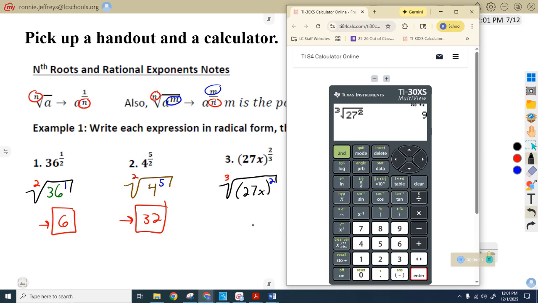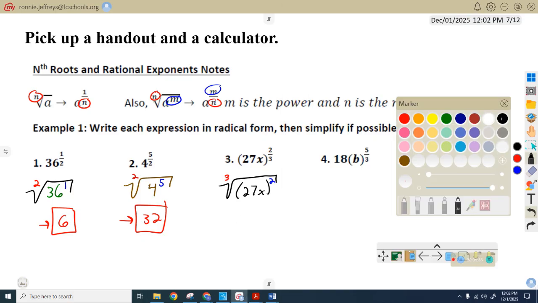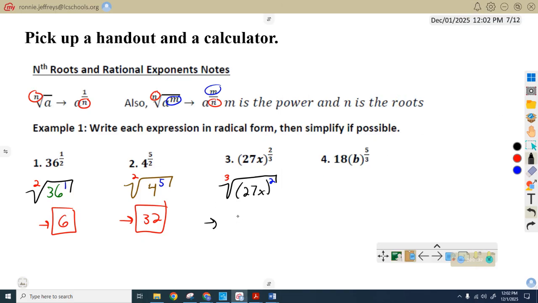That's 9. Now, we actually are going to write it like this. We got 9. Now, because we don't know what x is, guess what? X cannot come outside and play. So it has to stay back. Like this.